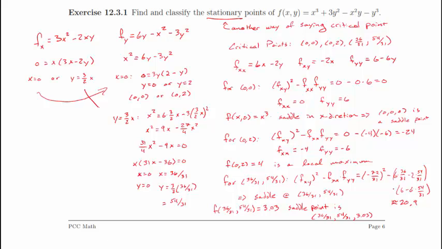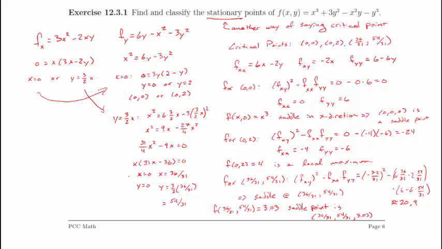Now my other option that we got from when my partial derivative with respect to x was 0 was that y equals 3 halves x. So when I plug this into my partial derivative with respect to y equaling 0, we get x squared equals 6 times 3 halves x minus 3 times (3 halves x) squared, which reduces to x squared equals 9x minus 27/4 x squared, which we can solve, and we get x equals 0 or x equals 36 over 31.